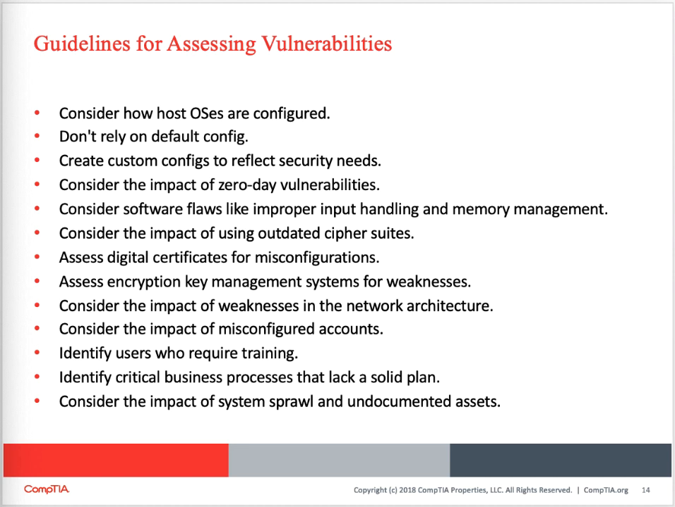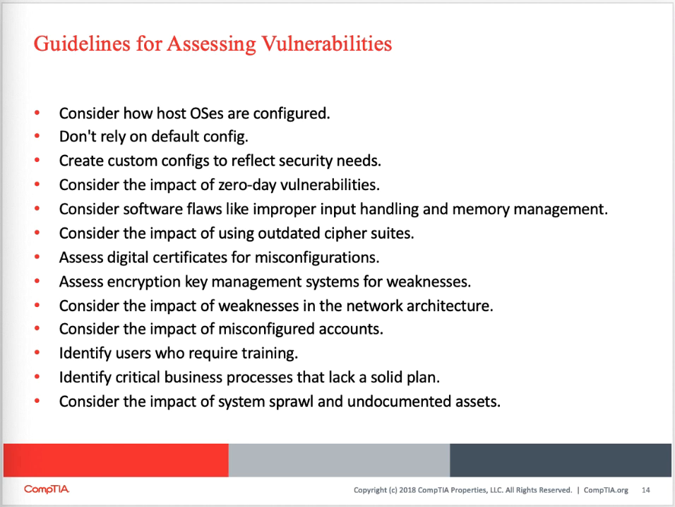So maybe the lady at the front desk is very susceptible to social engineering and very trusting, right? And so maybe we want to make sure that she gets enough training to make sure that she's safe, or he's safe, right? Then we're going to want to identify any critical business processes that lack a solid plan, such as end of life processes, because we want to continue on as a business. So we need to have plans in place to make sure we do so.